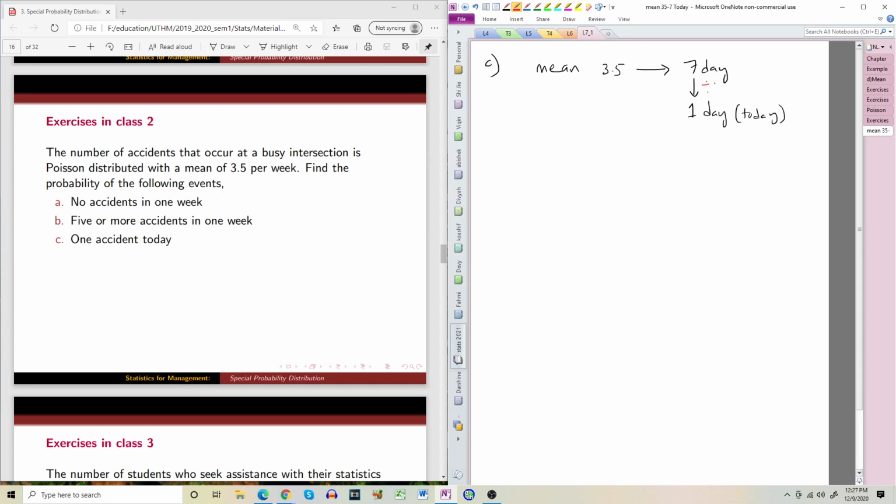I mean, you can divide by 7 if you want, or I can write it as multiply by 1/7. How do I get this? Okay, find the scale first. So I times by 1/7. This one also times by 1/7. I will get 0.5. So my new mean is 0.5.